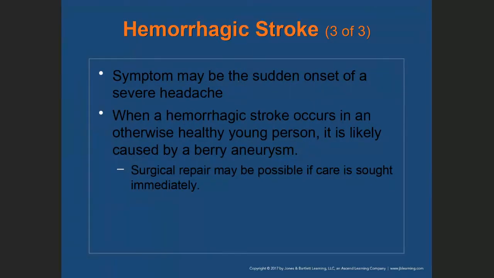Symptom may be the sudden onset of a severe headache. When a hemorrhagic stroke occurs in an otherwise healthy young person, it is likely as a result of a berry aneurysm, and I've already explained what that is. Surgical repair may be possible if care is sought immediately.